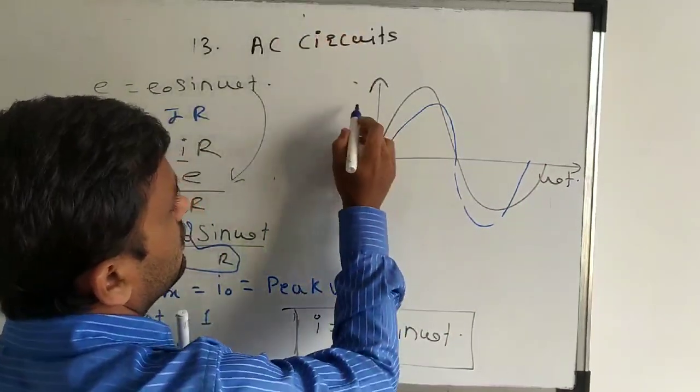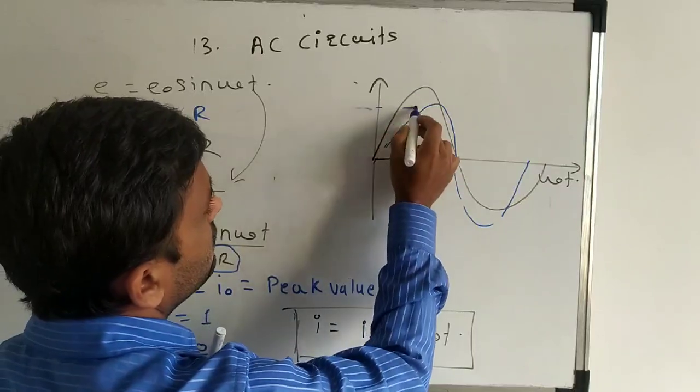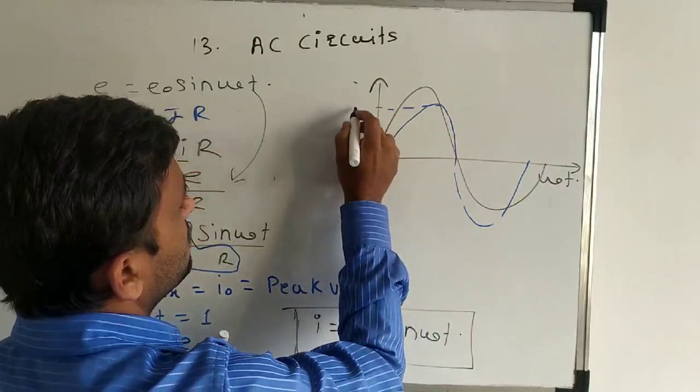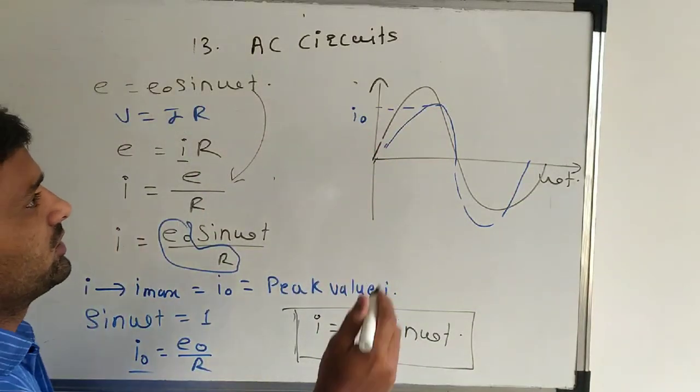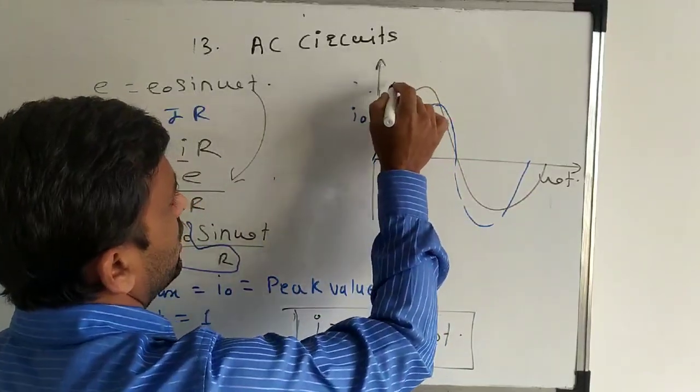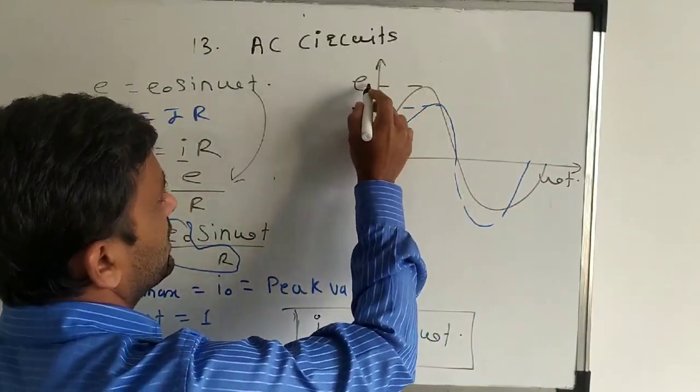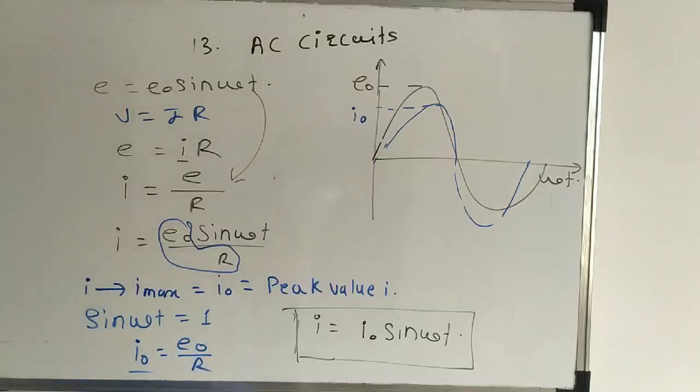Here, this is nothing but I naught, the peak value of the current, which we can represent in a similar manner. We can plot the peak value of EMF, that is E naught. From the diagram we can conclude that the induced alternating EMF and alternating current are sinusoidal, a pure sine wave with respect to time. They are in phase with each other.